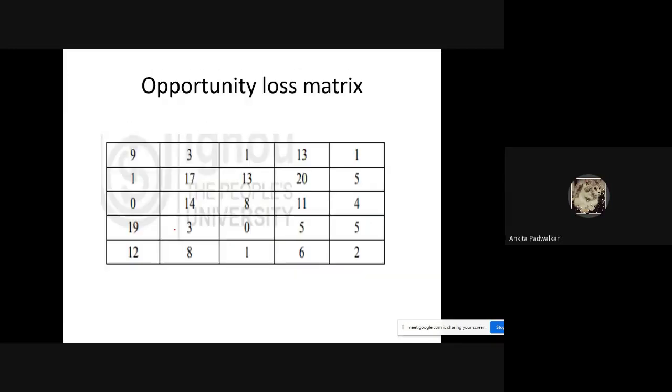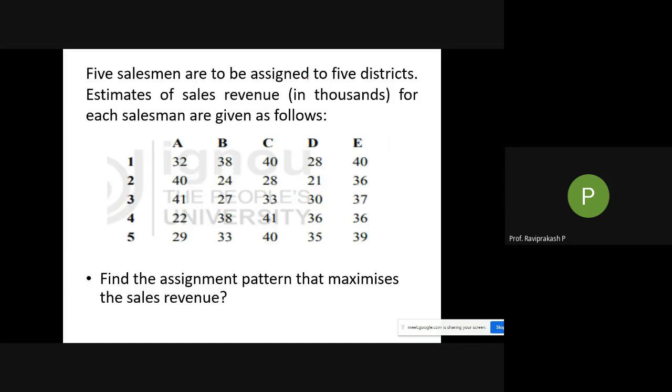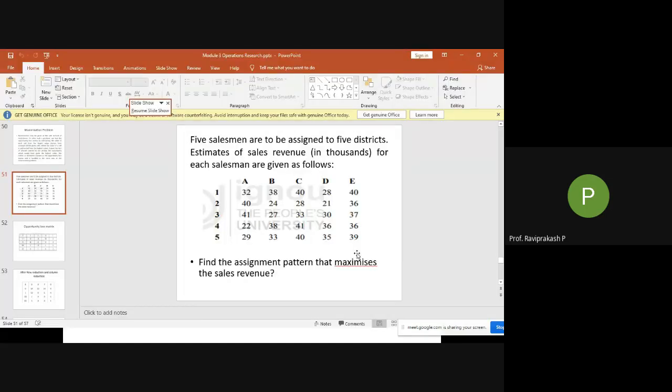Okay. So this is the opportunity loss matrix. As you know, I had asked you to mark some things, like sales revenue is there. This is one of the things that shows you it is maximization. And here 5 salesmen are assigned to 5 districts. So this is an assignment problem only. So we'll get to know what happened to this.